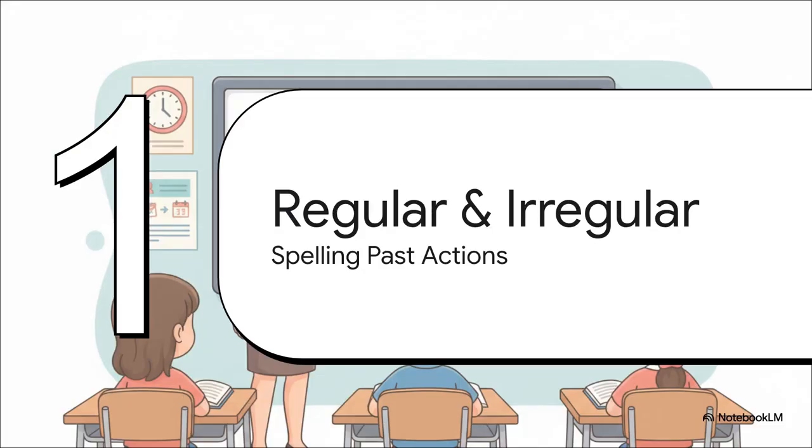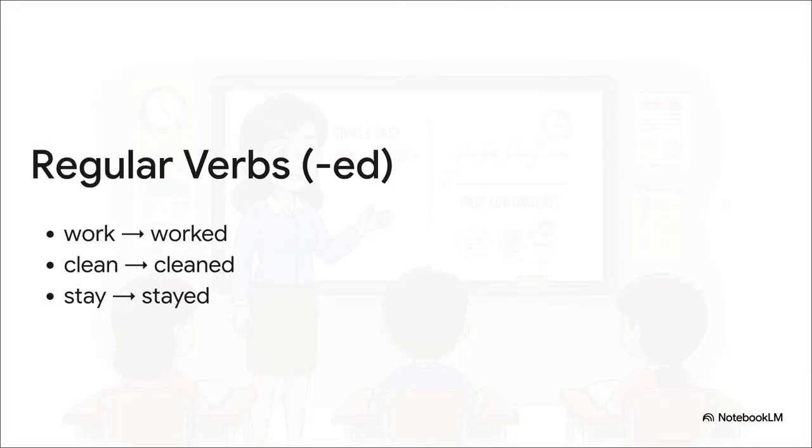Moving right along to section 2, regular versus irregular verbs. So, how exactly do we spell these past actions? Well, for the vast majority of verbs in English, the rule is wonderfully simple. We call these regular verbs. All you literally have to do is slap an ed onto the end of the base word. Work transforms into worked, clean becomes cleaned, start is started, and stay is stayed. This ed ending is your standard, trusty, go-to pattern for talking about finished actions.